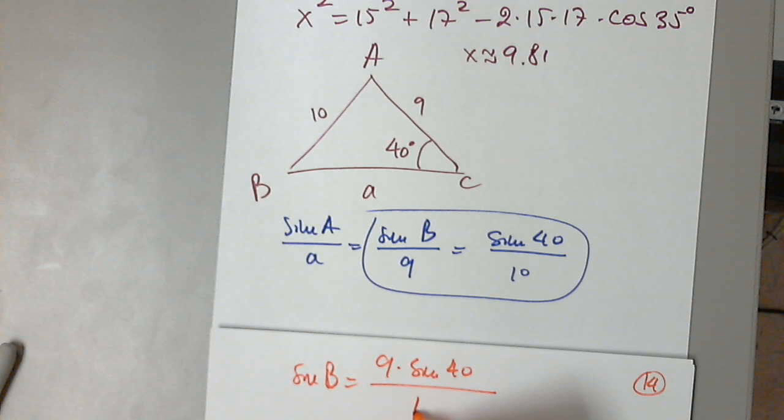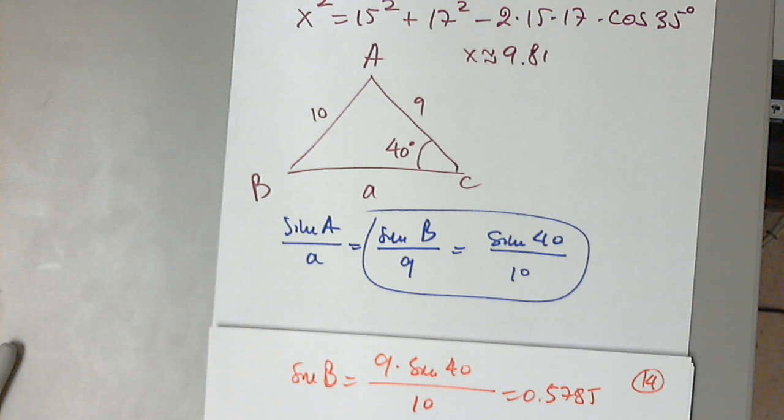Okay, so 9 sine 40, careful, make sure you are in degree mode now. So 9 sine 40 divided by 10. I hope it's, oh, it's good. So this is 0.5785. And I will determine sine inverse of the previous answer. And I get roughly 35 degrees. So B1 is 35 degrees.